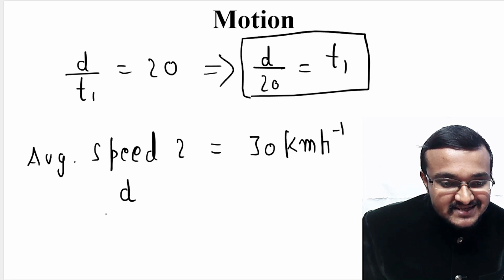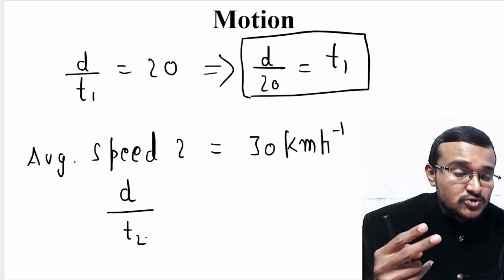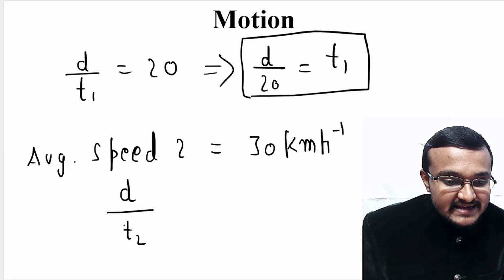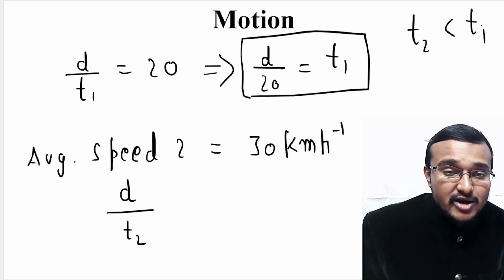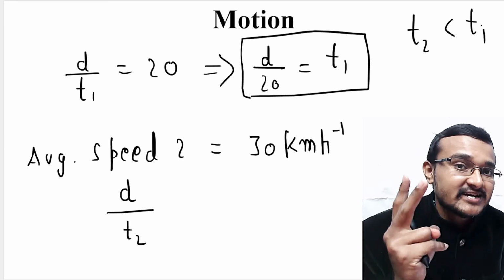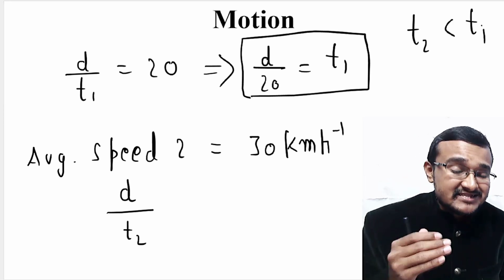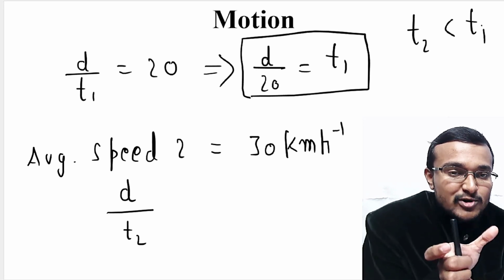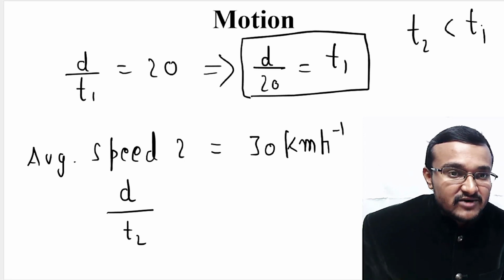So distance d will be there as it is, but now his average speed has increased. So that means he might have taken less time. Less time means here he will be taking only t2 time, and always remember here t2 is less than t1, because in the morning his average speed was 20 km per hour, but in the evening his average speed is 30 km per hour. So that means his speed has increased. So when speed has increased, then to cover the same amount of distance, he will take lesser time. So that's why T2 will always be less than T1.